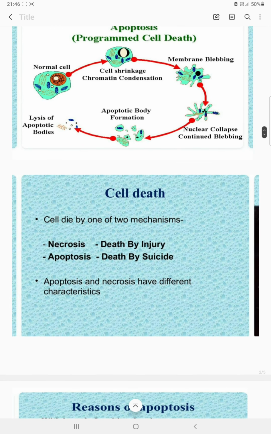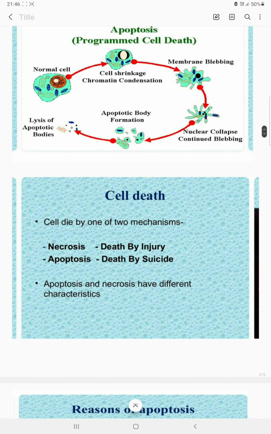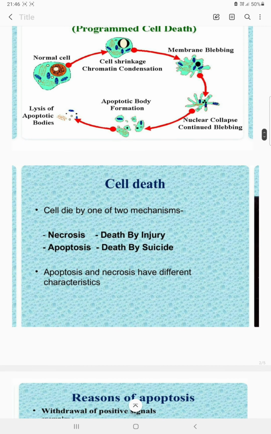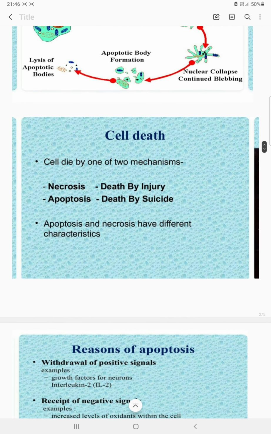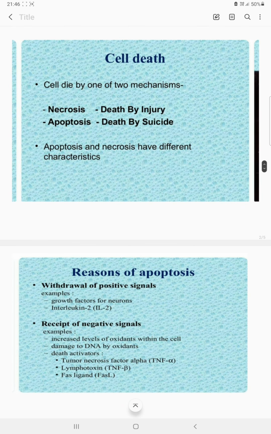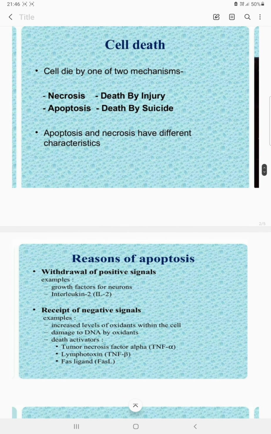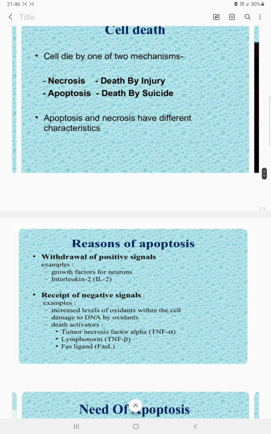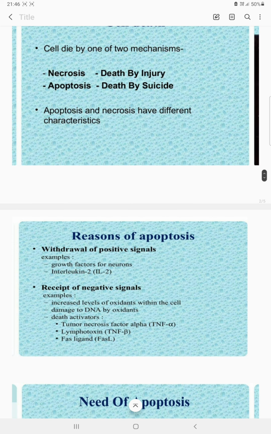Or in a normal human being, our cells will go through apoptosis and new cells will replace these dead or damaged cells. Now let's go to another segment of this video. That's cell death. Cells die by one of two mechanisms. One is necrosis, death by injury, and the other is apoptosis, death by suicide.